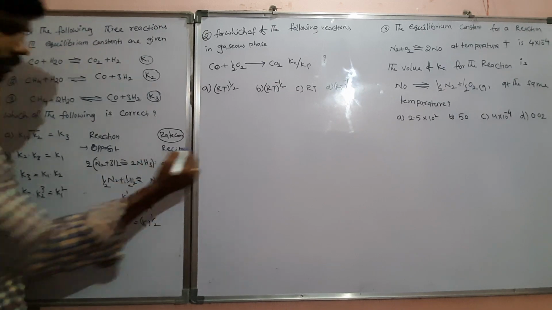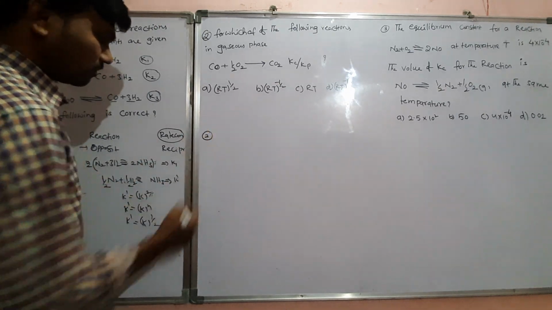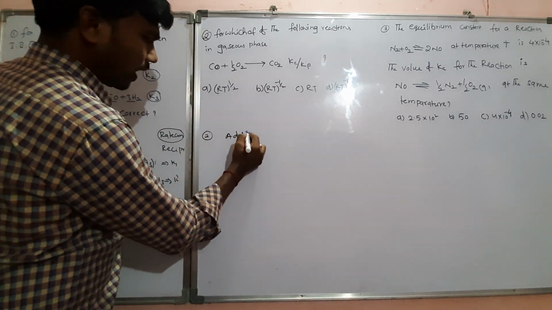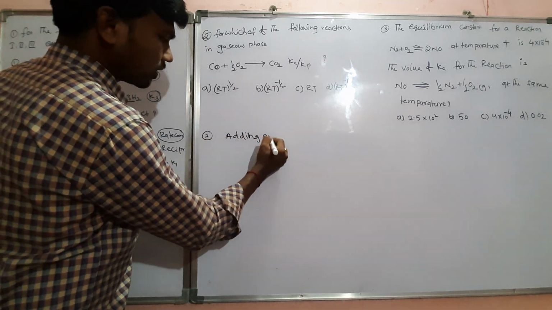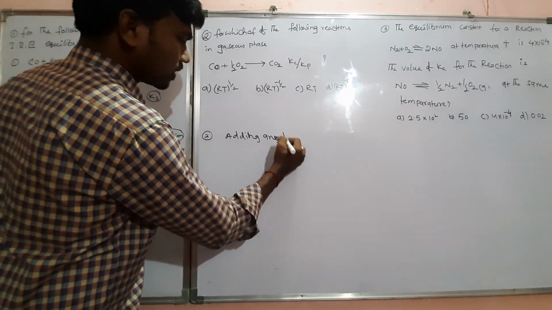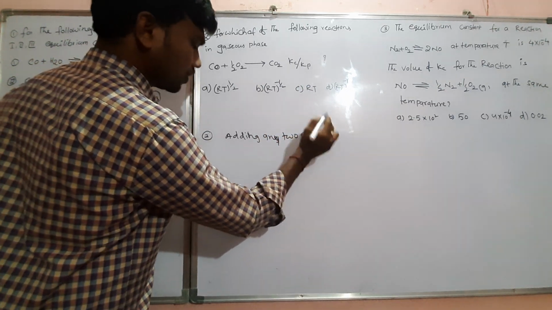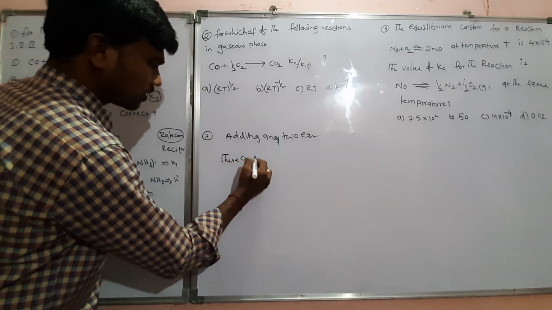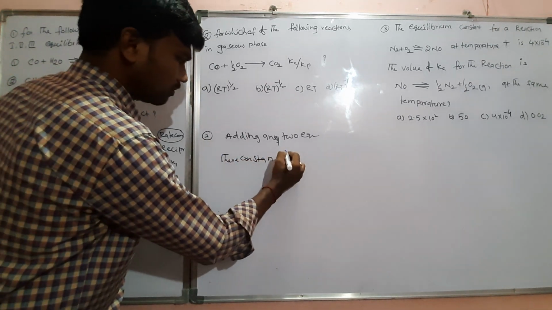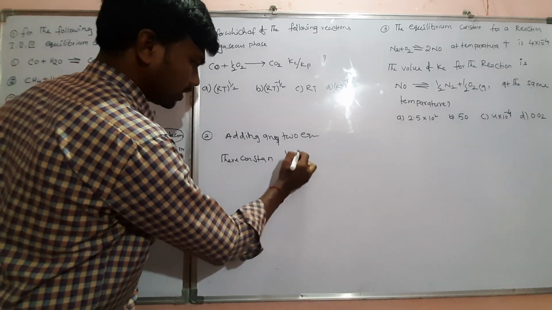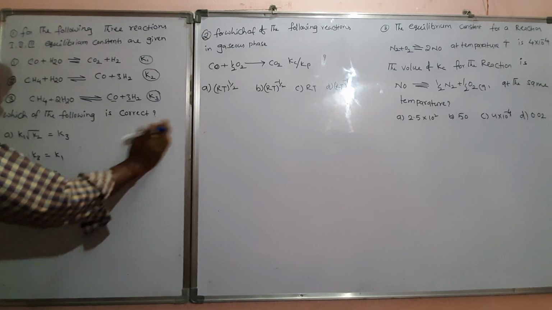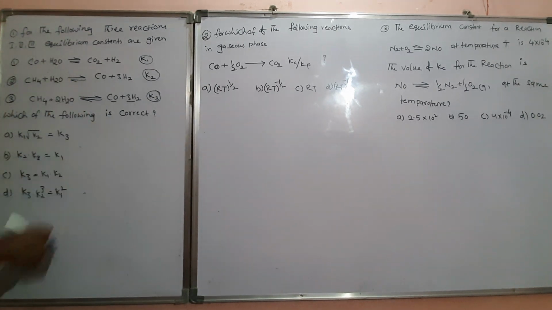One more basic point I am going to discuss here: if you are adding any two equations together, in such case their constants you have to multiply, K1 into K2 like that. So by using these basics, we are going to calculate this reaction.